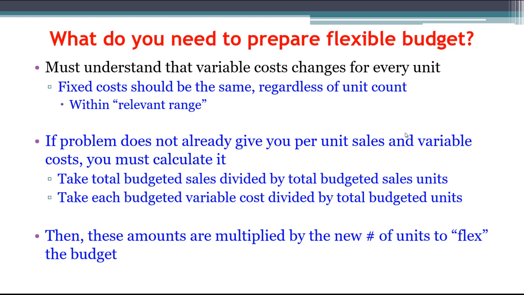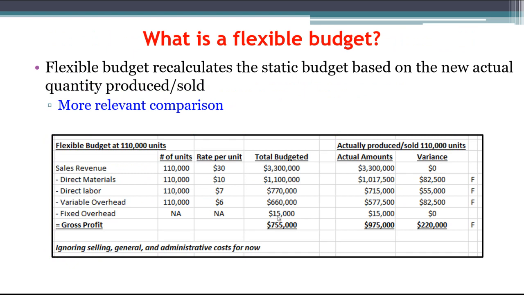So now the question is, what do we really need to prepare that flexible budget? Now, we need to understand the difference between variable and fixed costs. Fixed costs are not going to change, assuming we're still within our capacity, so we shouldn't revise that budgeted amount. Notice here, this budget under this 110,000 units is the exact same amount as it was before. We didn't flex that. We flexed all of the variable items, both revenues and costs.